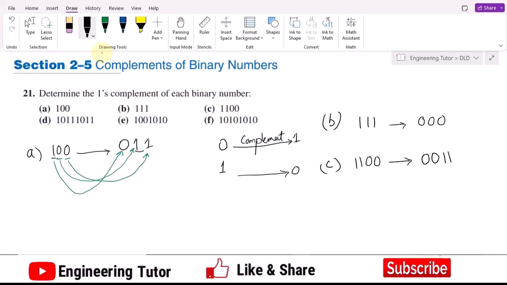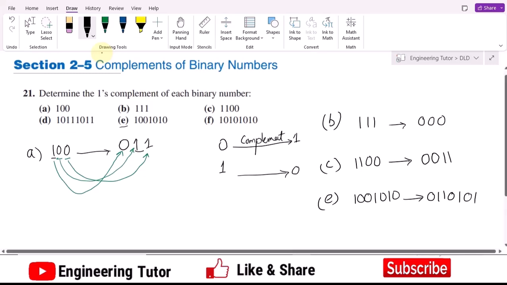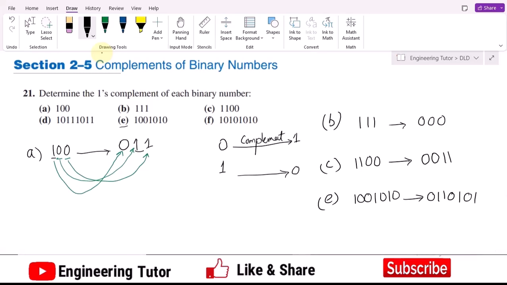Similarly, let me solve part E of my question, and it is now 1 0 0 1 0 1 0. So 100 will be converted to 011, this 10 will be 01, and this 10 will be 01 as well. So that is about the ones complement, which is one of the very important concepts in the complements of binary numbers.